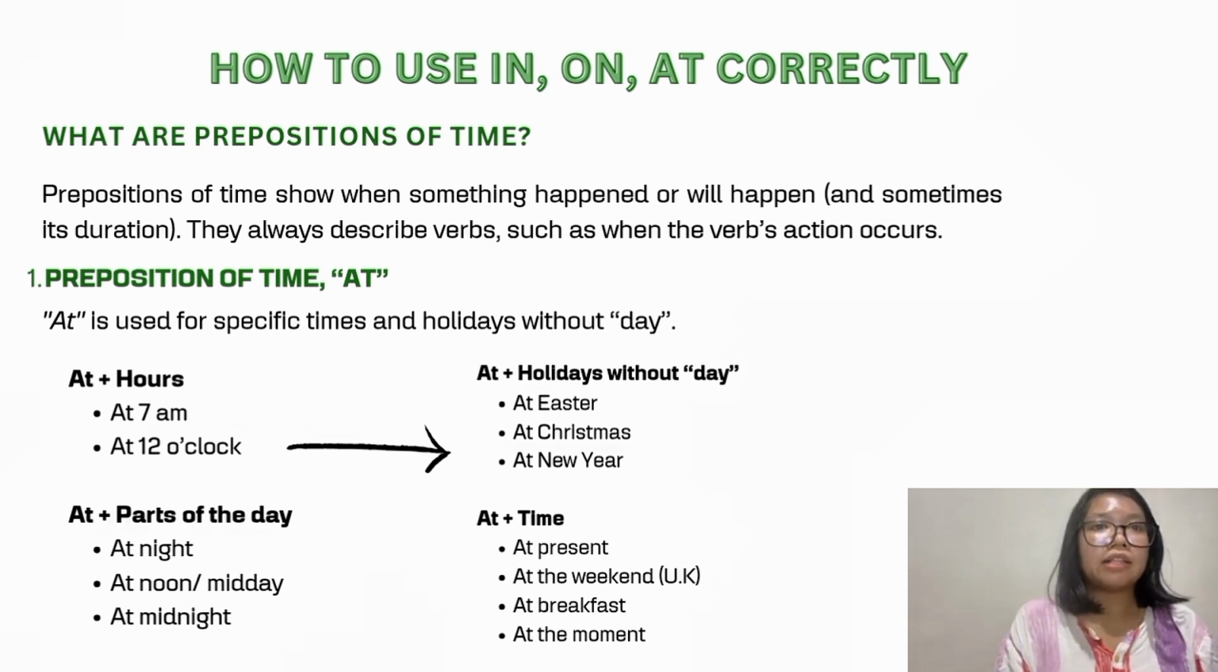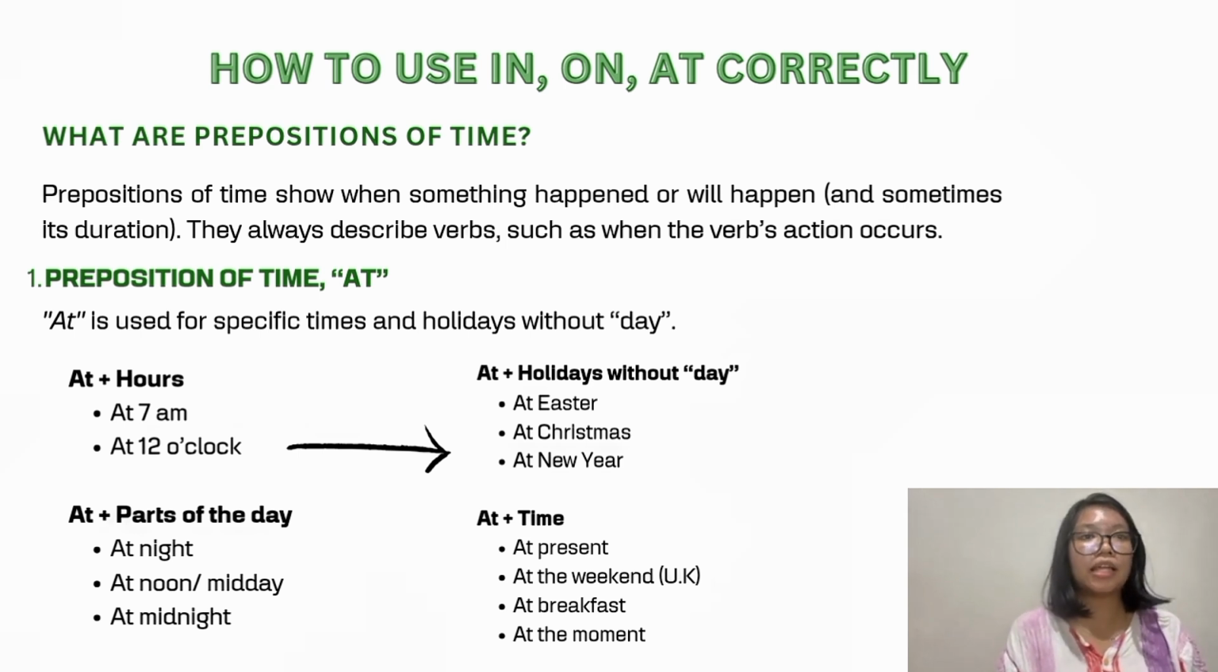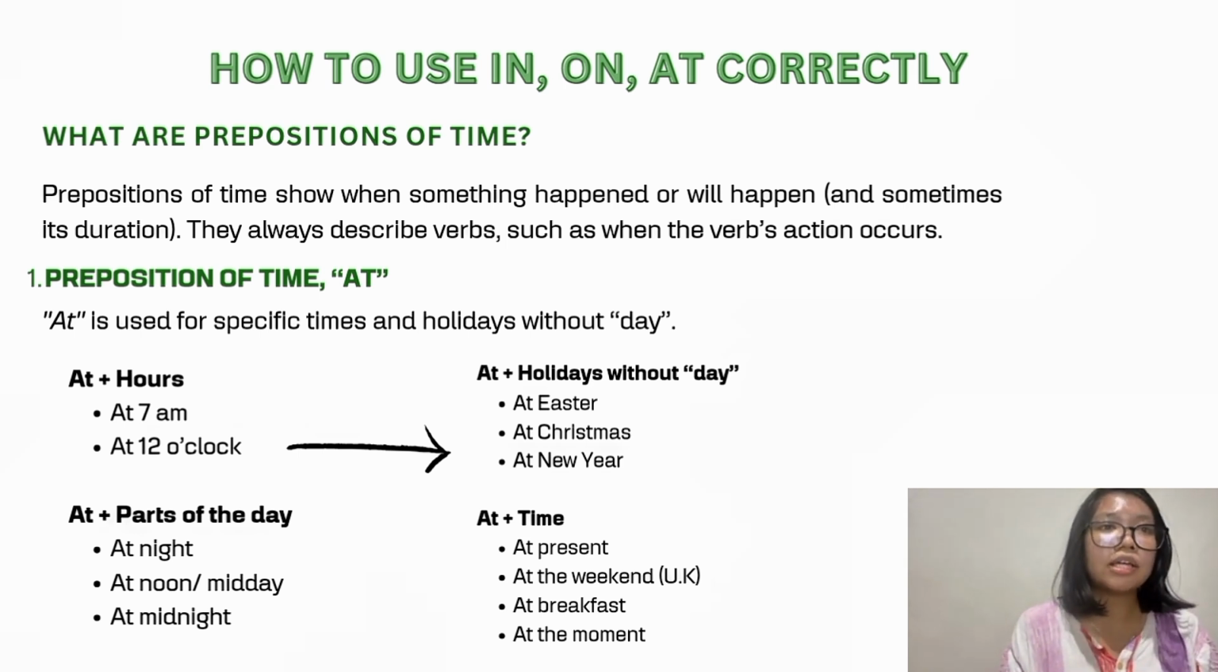Preposition of time at. At is used for specific times and holidays without day. At plus hours: at 7 a.m., at 12 o'clock. At plus parts of the day: at night, at noon or midday, at midnight. At plus holidays without day: at Easter, at Christmas, at New Year. At plus time: at present, at the weekend (UK), at breakfast, and at the moment.